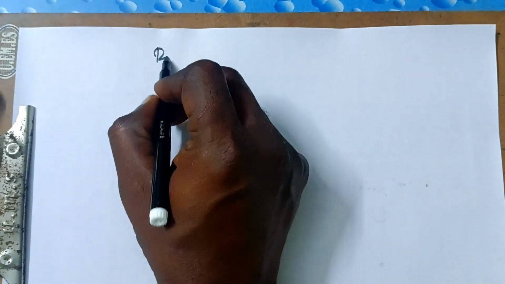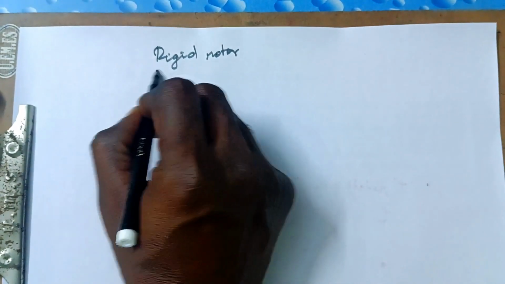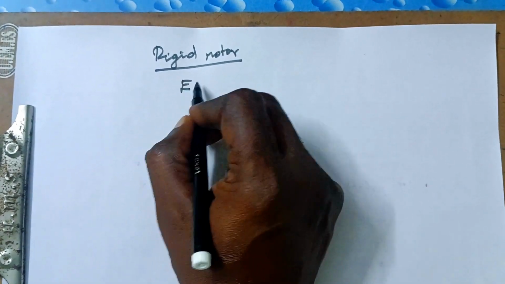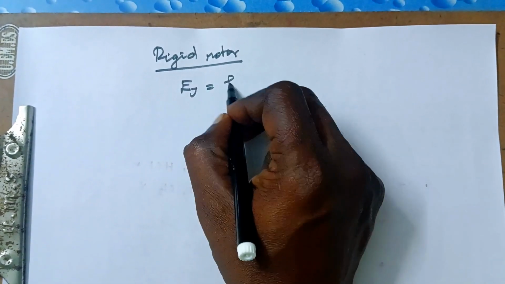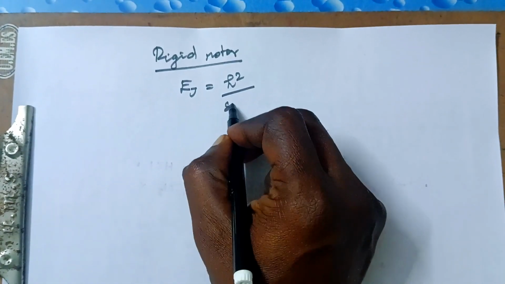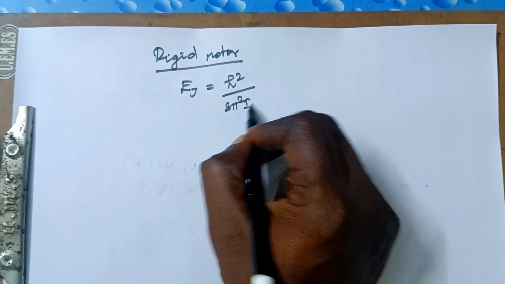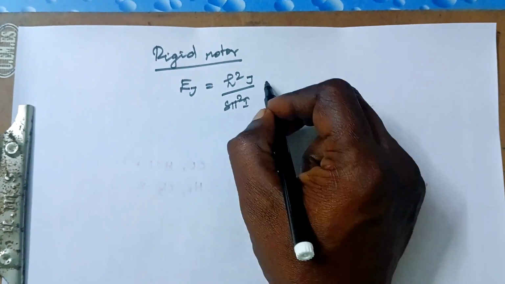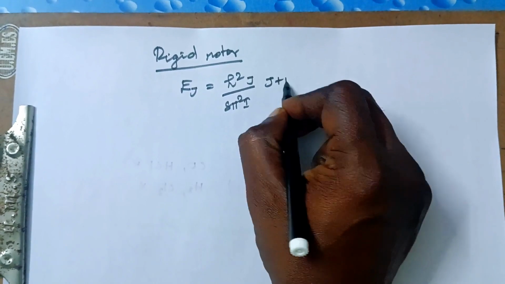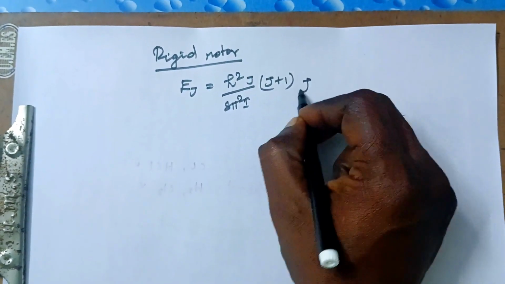Let us see the energy of the rotating molecule. It comes from quantum mechanics, the rigid diatomic rotor, the rigid rotor. So the energy of the rigid rotor is equal to h squared by 8 pi squared I into J into J plus 1 joules.